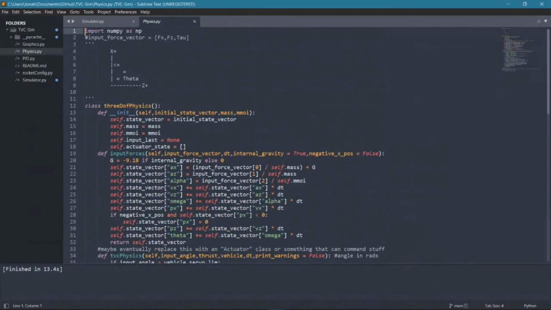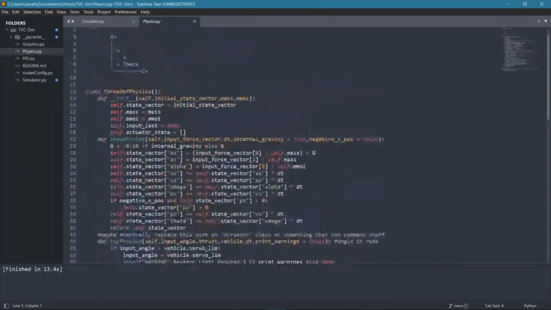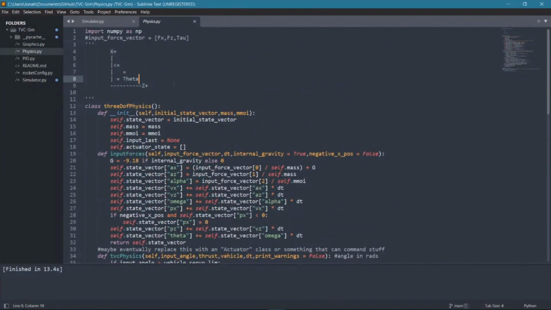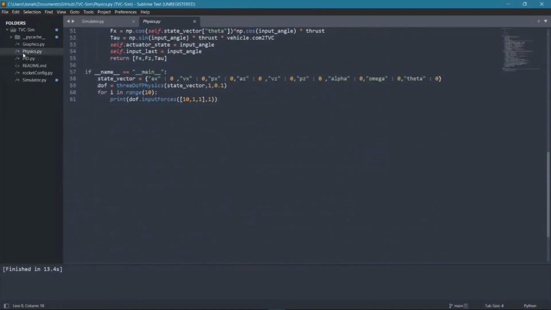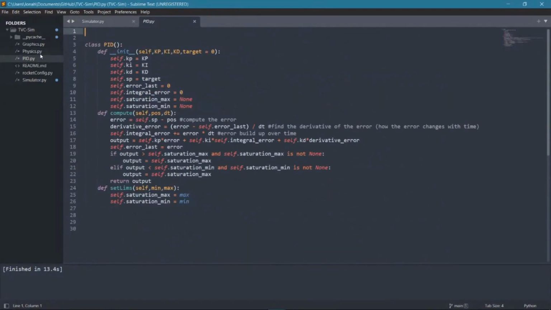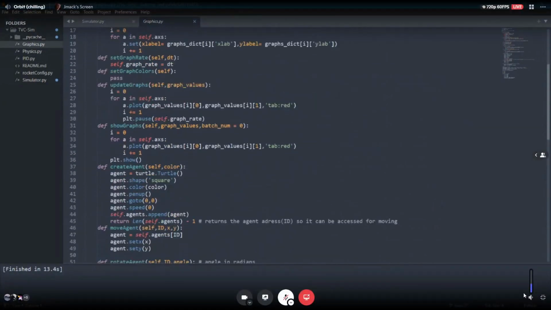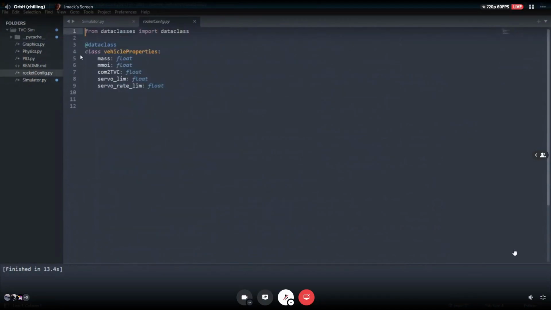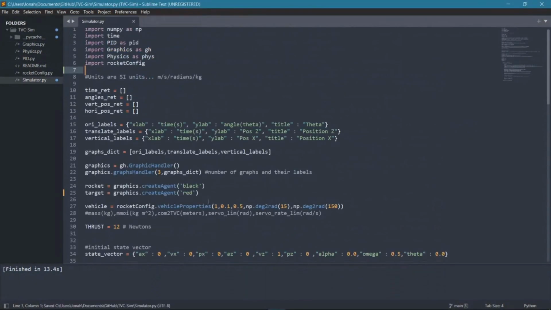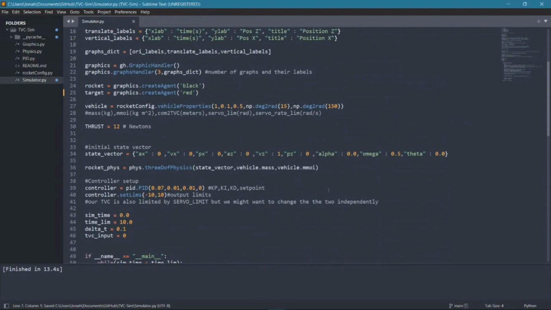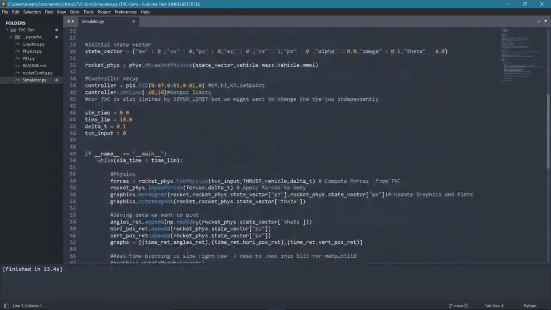I broke it down into a physics section, which has our 3-degree of freedom physics, you know, we got our axes and all that. There's a PID controller, just like last time, which I cleaned up a lot, and then a graphics handler. I just simplified it all and made it nice and clean so that people can understand it, and so that it isn't one mess like the code in the other PID stuff.